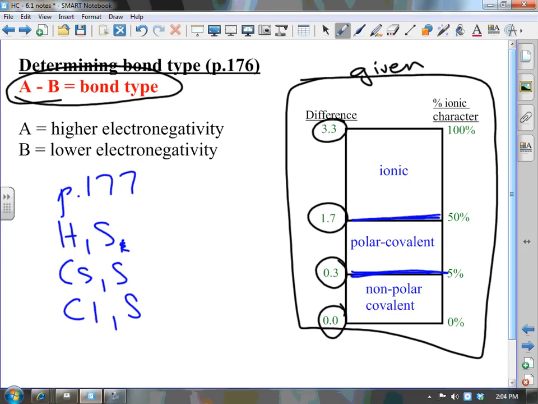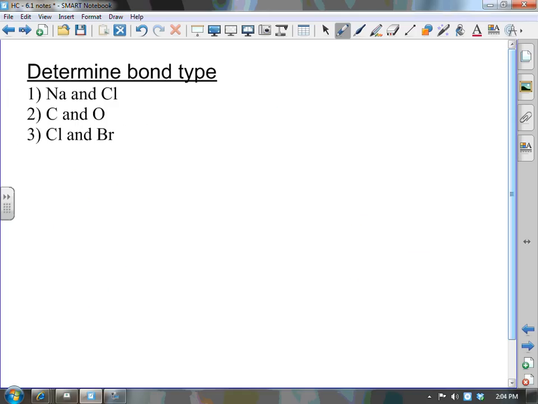Right? That's all we do. You're going to get electronegativities. You're going to get this scale, and you just have to subtract and then find where that value fits. So take a minute or two. I'll pause this, have you pause it, and go through and see if you can figure these out. And then at some point in class, just come up, show me these, and make sure that you know what you're doing.